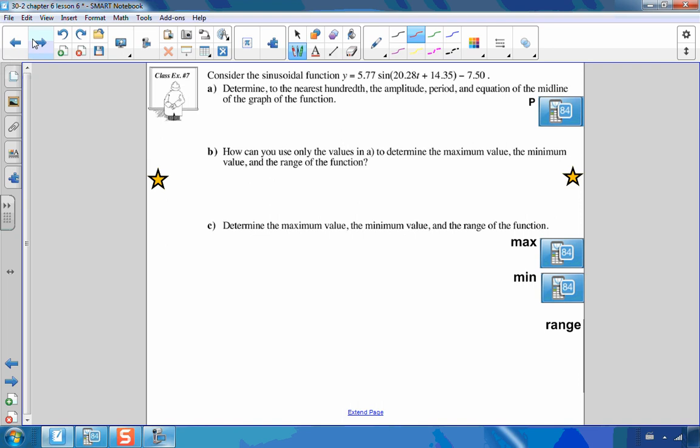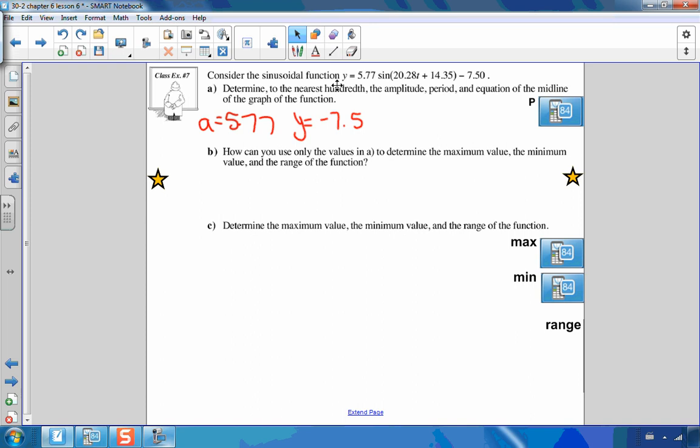Okay, number 7. Given this equation, we have 5.77 sine of 20.28t plus 14.35 minus 7.5. I want to determine the amplitude, period, and equation of the midline. So let's start with amplitude. That's just my a value of 5.77. Your equation of your midline is y equals your d value, which is -7.50. And then your period is just 2 pi divided by your b value here of 20.28.